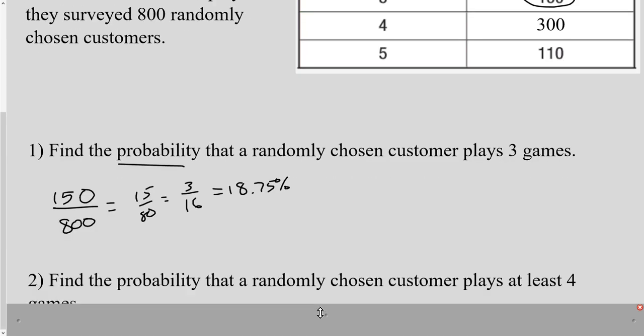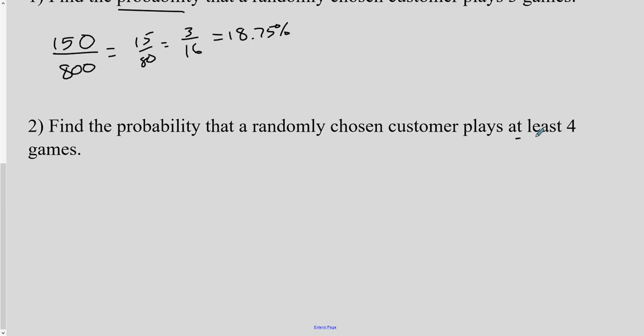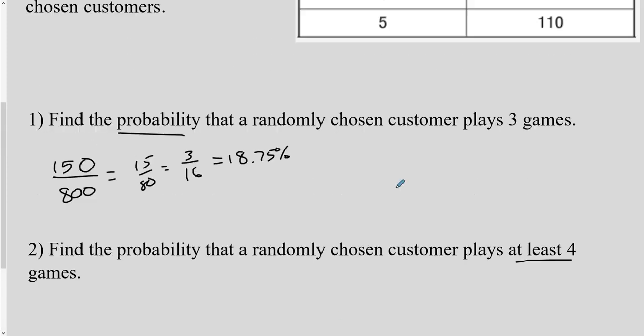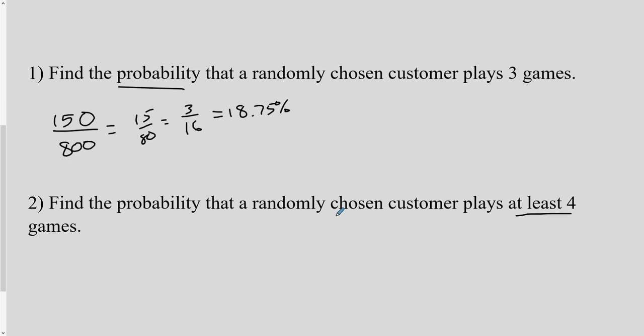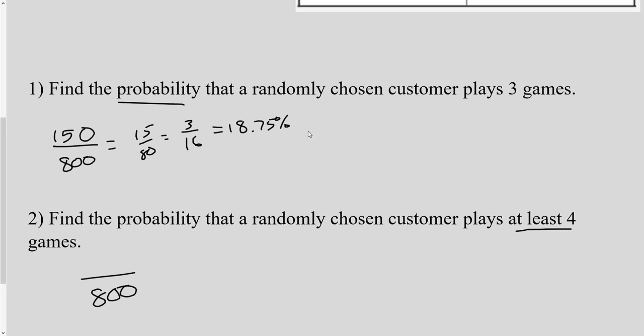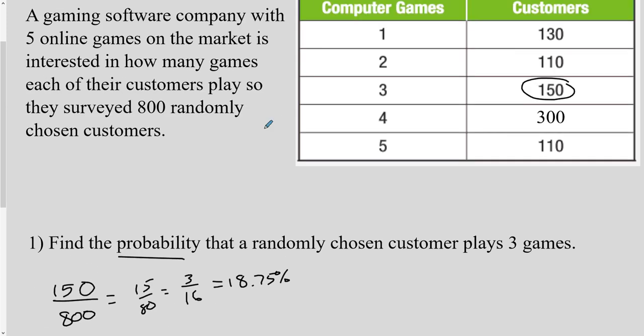Okay, let's kick it up a little bit here. Find the probability that a randomly chosen player plays at least 4 games. So again, there are 800 players that we could choose from. We're assuming this is a new draw, and we're not worried about who we drew first, and we're not doing 2 different choosings here. So there are 800 customers to choose from. How many of them play at least 4 games? Well, these folks play 4 games, but these ones play 5. Is 5 at least 4? Yeah. So we need to look at all of those.